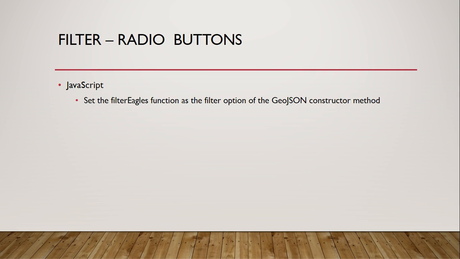Then we have one last task, and that is to set the filter option of the GeoJSON constructor method that creates the eagle nest layer to the function that we just wrote. Remember, in our HTML, by default, the all button is checked. And so by default, when this web map first gets loaded, all of the eagle nests will be shown. And then after that, you can select by active or inactive nests, or go back and select all the nests. Okay, let's go write this code.